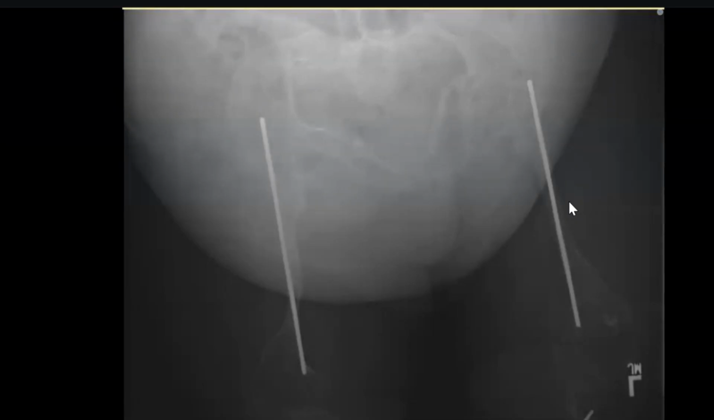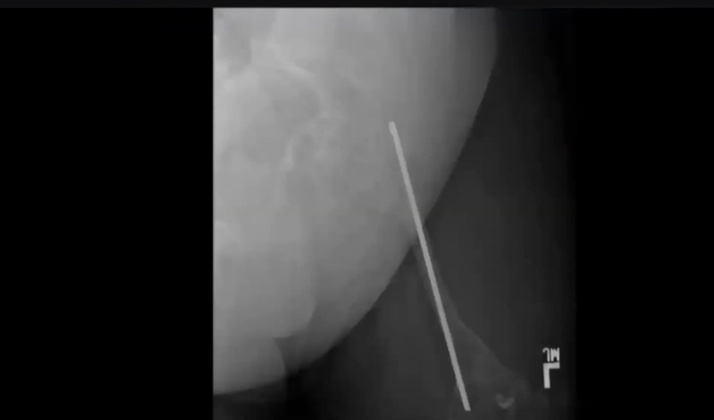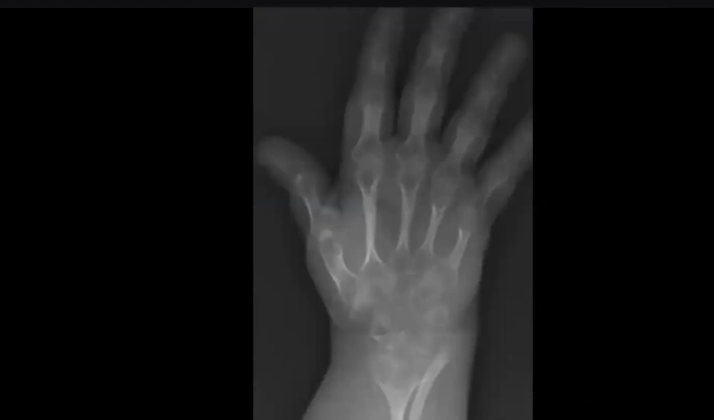This young age patient with no history, even his age not mentioned here. We have a series of X-ray. Look here, here, here.